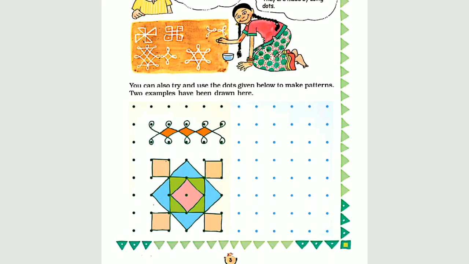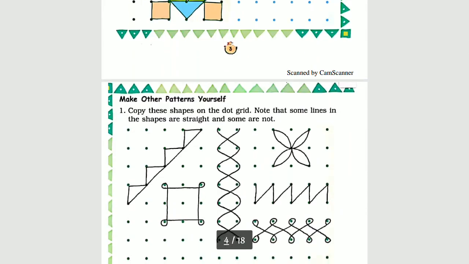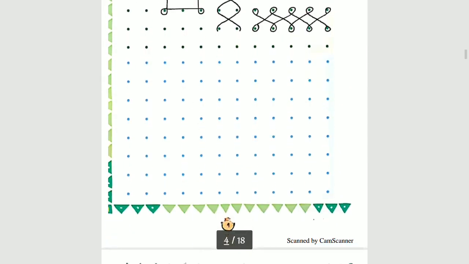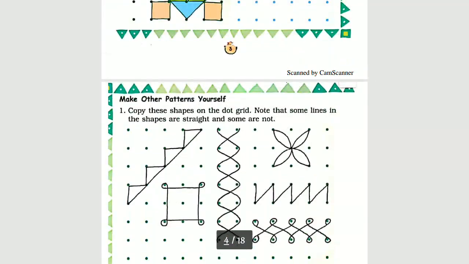Okay? You can also try and use the dots given below to make patterns. Two examples have been drawn here, given for your reference. In the dot grid, you can draw the designs and patterns of your own choice. Make other patterns yourself. Copy these shapes on the dot grid. Note that some lines in the shapes are straight and some are not. You have to copy these patterns in the dot grids given below. And you have to say which lines are straight and which lines are not.